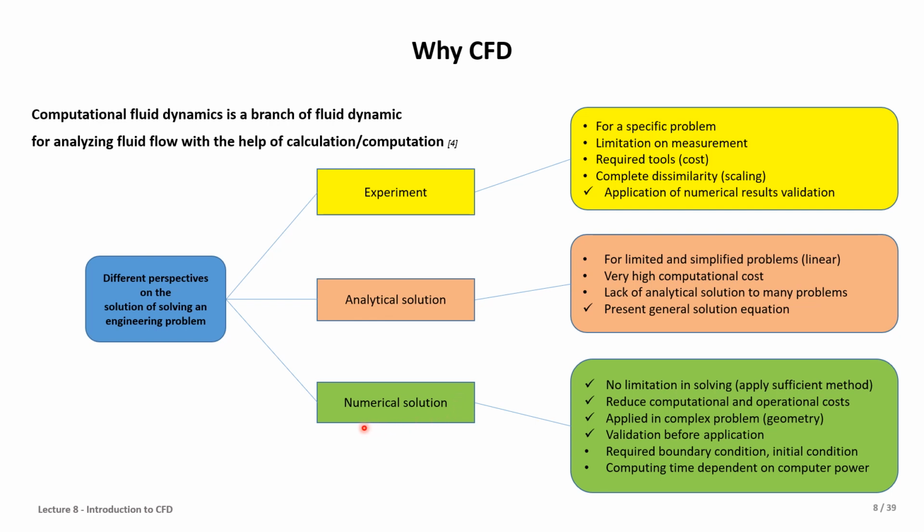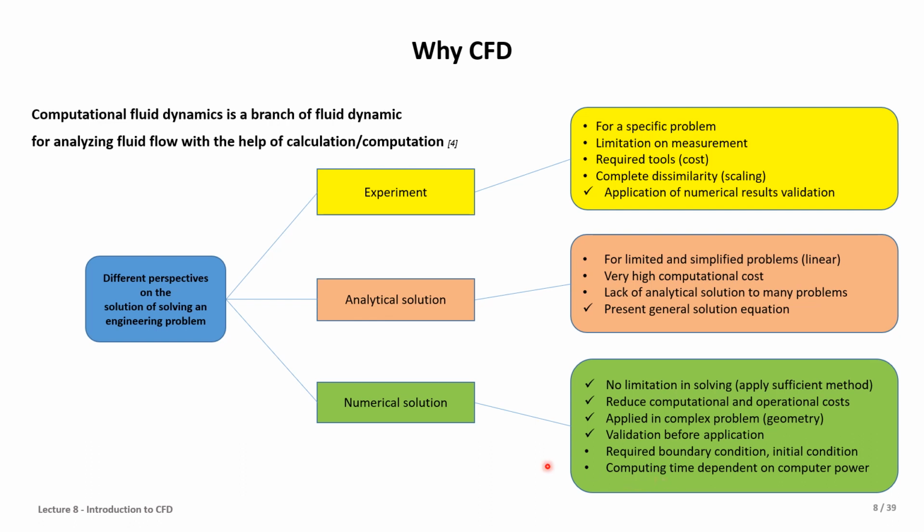But when we look at the numerical solution, there is no limitation in solving if we apply a sufficient method, reducing the computational and operational cost, applied to complex problems, usually when we have complex geometry. Validation comes before application, which means we can have a numerical solution, validate it, and then apply it. There are two major issues. It requires boundary conditions and initial conditions that sometimes we don't have, and we will look at this issue in the next slide. Computing time depends on the computer power. This is exactly what we will talk about in this course on high performance computing.